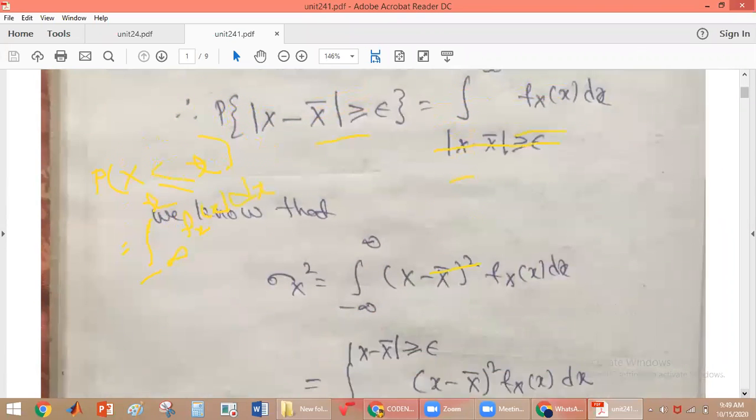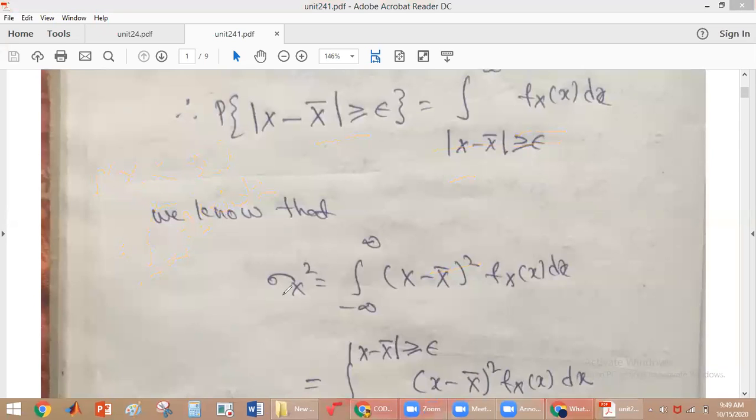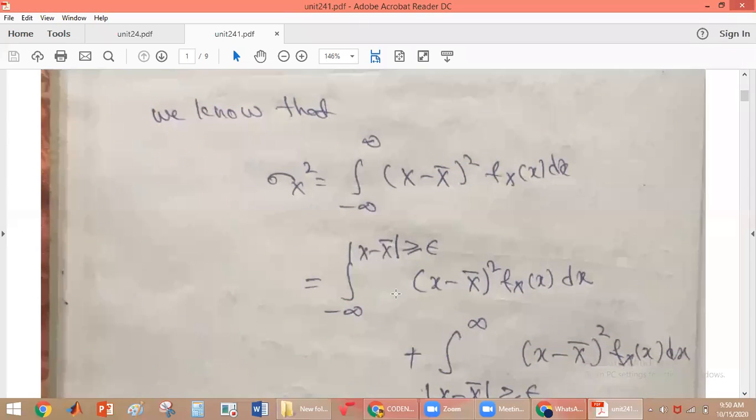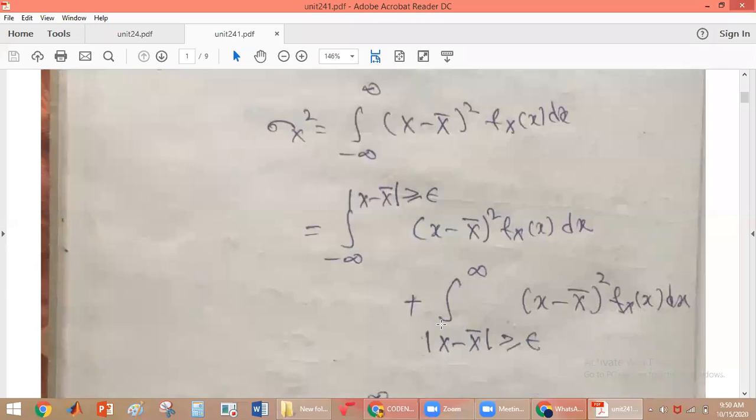Now from the variance, we know that the variance sigma x square is equal to the integral from minus infinity to plus infinity of (x minus x bar) square f_X(x) dx. Now what we do here is divide this integral into two parts. The first part is the integral from minus infinity to where mod x minus x bar is less than epsilon, whereas the second integral is from mod x minus x bar greater than or equal to epsilon to infinity.